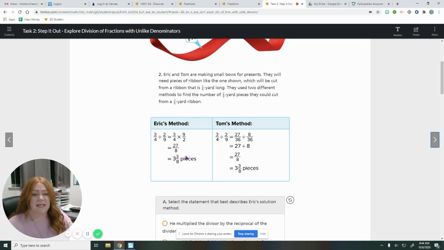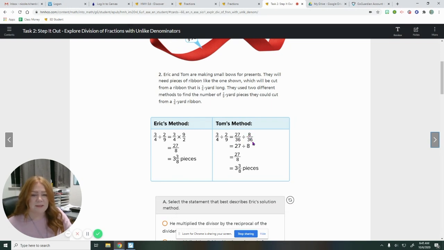So let's check out Tom's here. So they set up their problems the same. They have 3/4. They're dividing by 2/9. So I'm seeing here 3 divided by 2 is not a number that works out very nicely. And 4 divided by 9 is not a number that works out very nicely. So he made common denominators here. So he found their least common multiple, which is 36. 4 to get to 36 is times by 9. 3 times 9, 27. 9 to get to 36 is times by 4. 2 times 4 is 8.